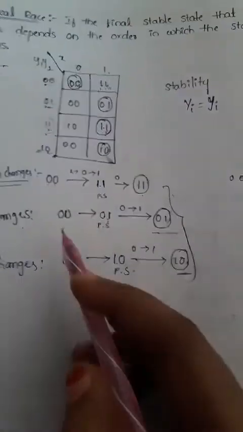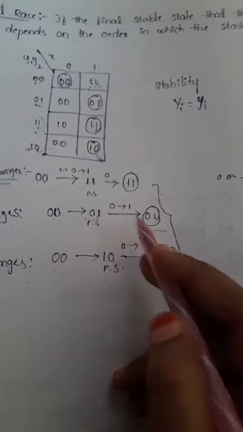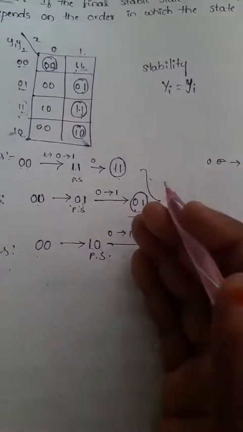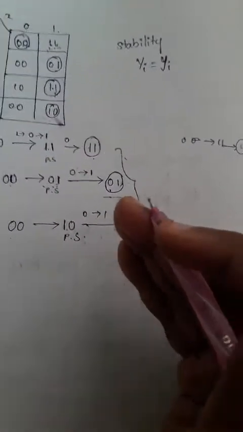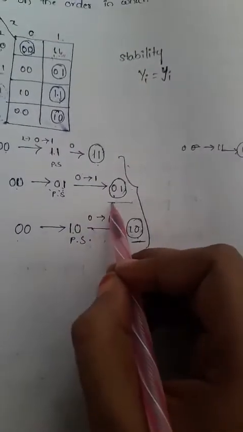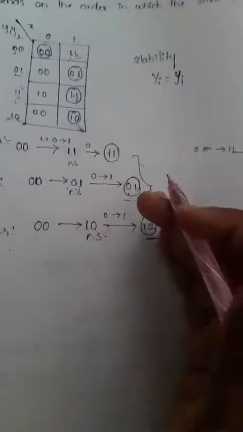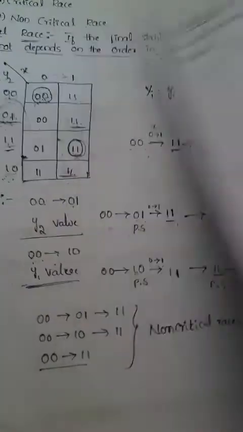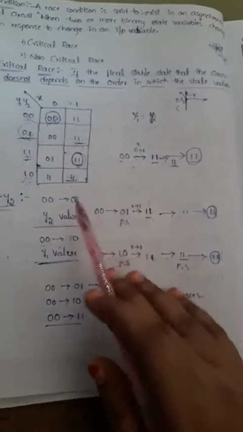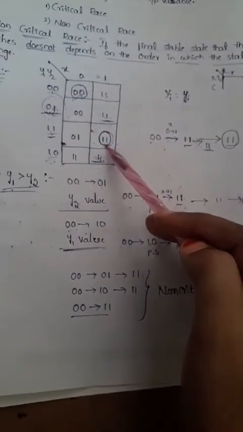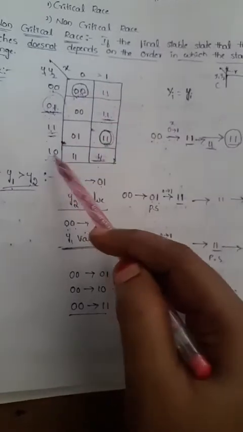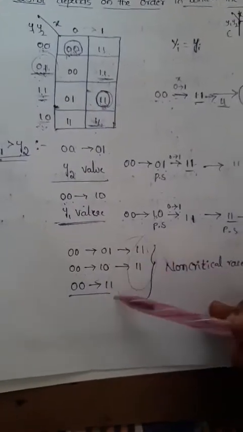Come to the next stage. 0 0 acts like 0 1, and after some delay it acts like 0 1, right? That means it ends up with the wrong stable state compared to the first stable state. That's why here we get the critical race. Now observe the non-critical race. In all the stages, the first stage ends up with the stable state 1 1, in the second stage 0 1 goes to 1 1, and 1 1 ends up with 1 1 again. Like that: 0 0 to 1 0, 1 0 to 1 1, 1 1 to 1 1. So all stages end up with their right stable state, right?